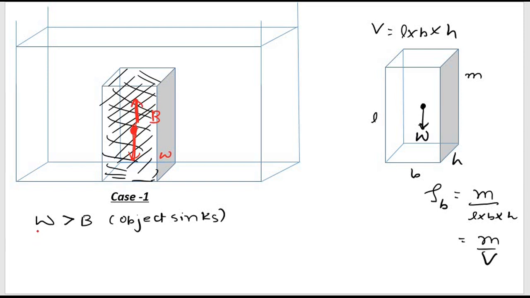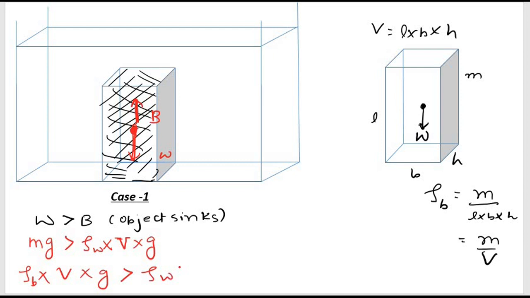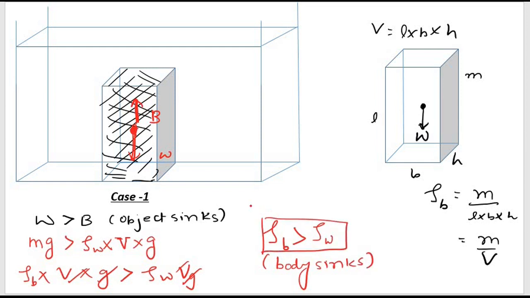So W is equal to M times g, which is greater than the buoyant force, which is equal to the density of water multiplied by volume of water displaced multiplied by g. Mass of the object can be written as density times volume. So density of the body multiplied by volume of the body multiplied by g is larger than rho W V g. Vg gets cancelled from both sides, because the volume of water displaced is the same as the volume of the object. And from here we derive a very important thing: if the density of the body is greater than the density of water, then the body will sink. So that is an important thing to be remembered over here.